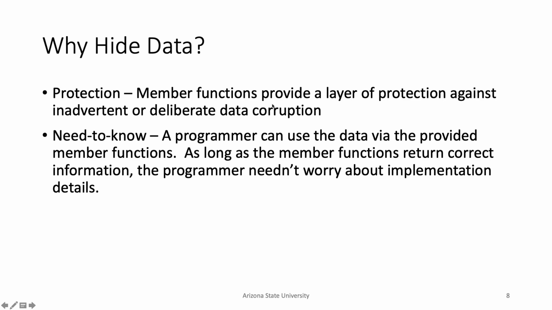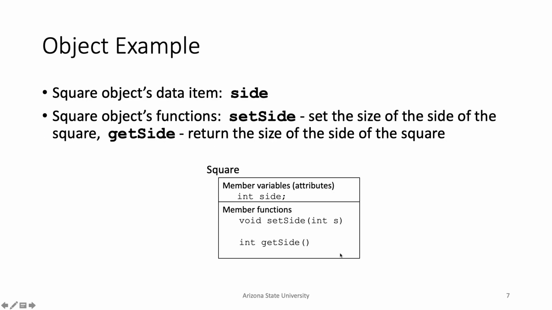It provides a layer of protection. But another reason is that it makes the effort on the programmer that's using this object a lot easier, because now all they have to think about are these two functions. Instead of thinking, how can I access this variable side? All I need to know is what these functions are. If I had other functions, all I need to know are those. I don't need to know what's happening on the inside.